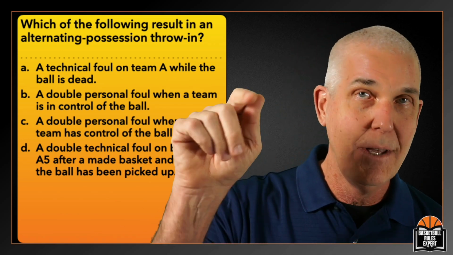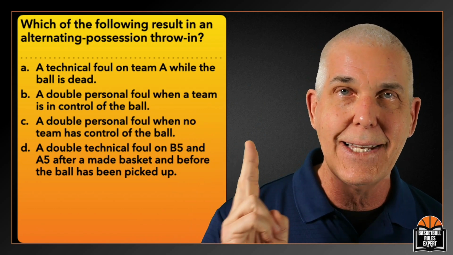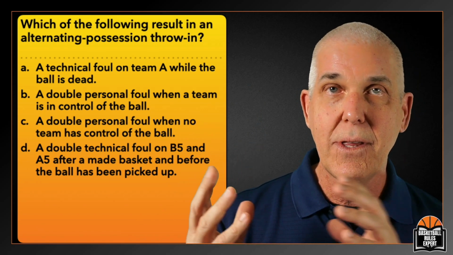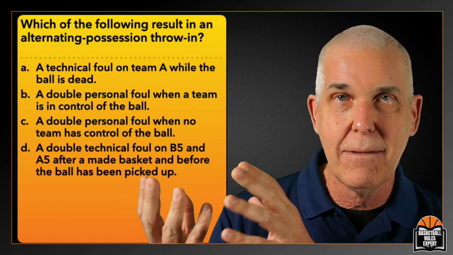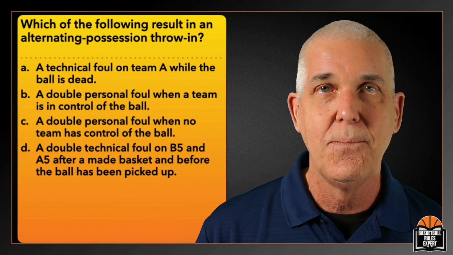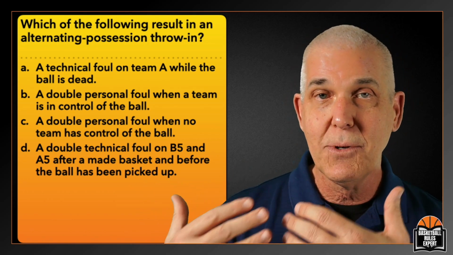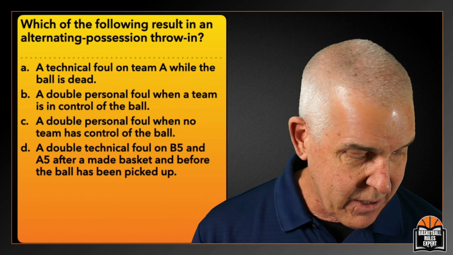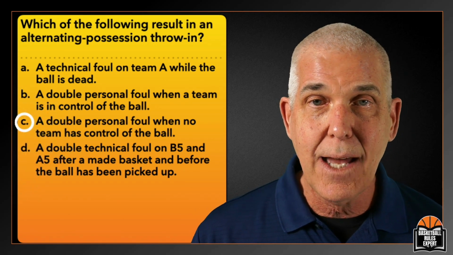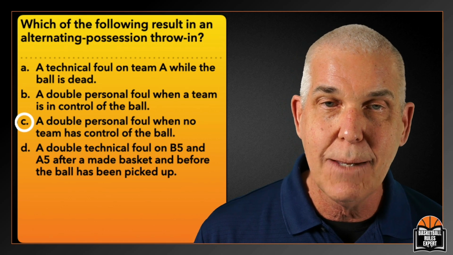What's our point of interruption? The ball went in the basket. It's a non-designated spot throw-in to the defender when the ball went in, right? That's the correct procedure. So our correct answer here must be C, a double personal foul when no team has control of the ball.